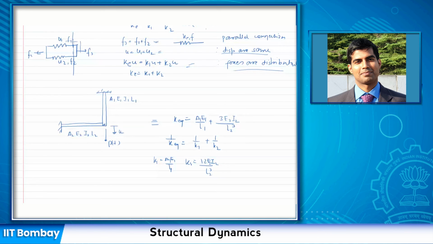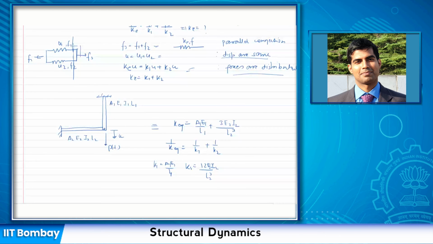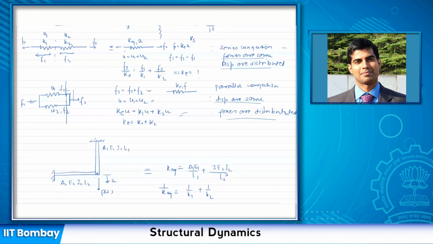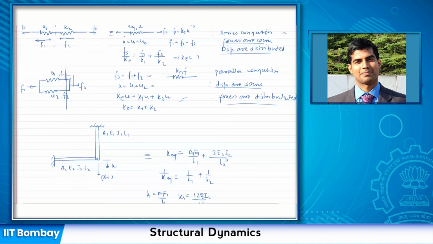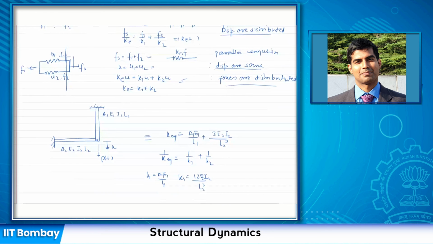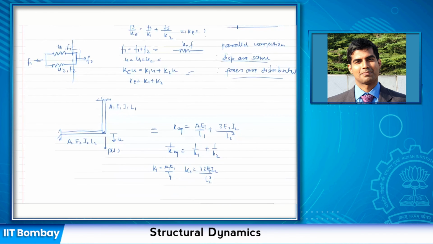Let us decide how do we do this. It is important to know whether this connection is in series or parallel. What was the criteria to decide that? If displacements are distributed and forces are the same, then they would be in series connection. And if the displacements are the same but the forces are distributed, then those would be in parallel connection. I hope that is clear, right?